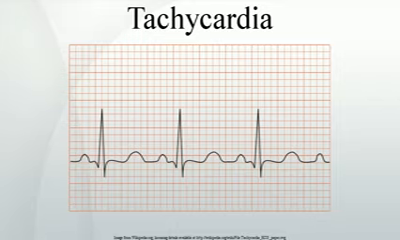Tachycardias may be classified as either narrow complex tachycardias, supraventricular tachycardias, or wide complex tachycardias. Narrow and wide refer to the width of the QRS complex on the ECG. Narrow complex tachycardias tend to originate in the atria, while wide complex tachycardias tend to originate in the ventricles. Tachycardias can be further classified as either regular or irregular.